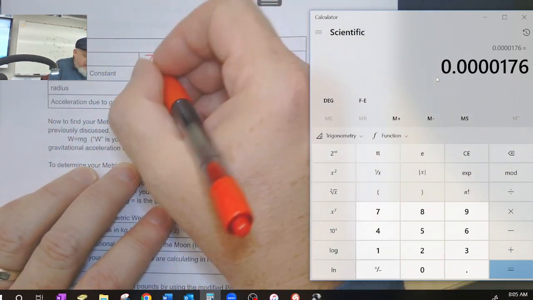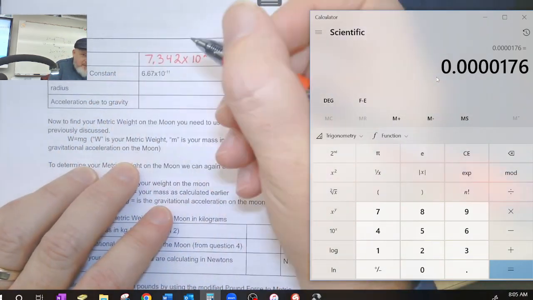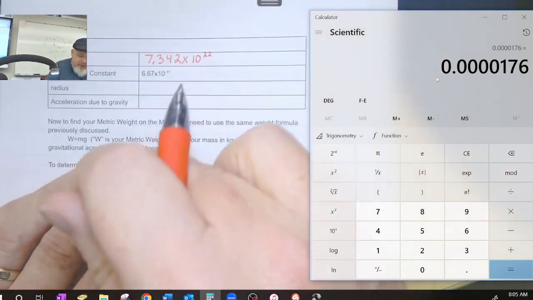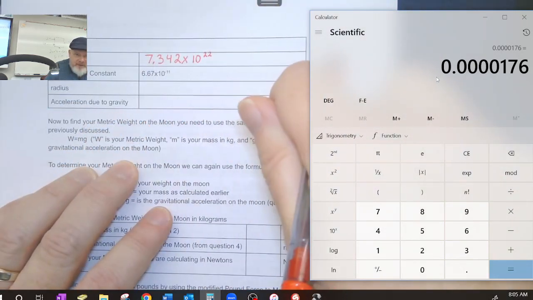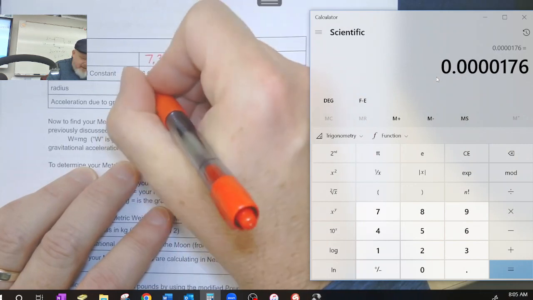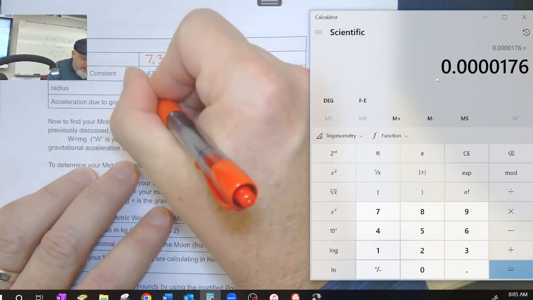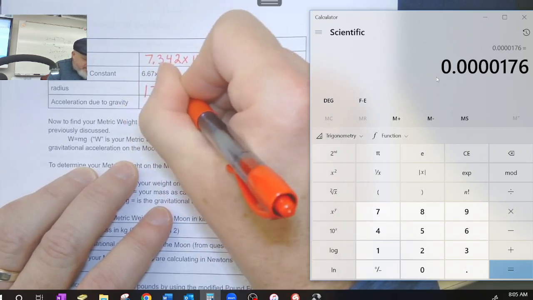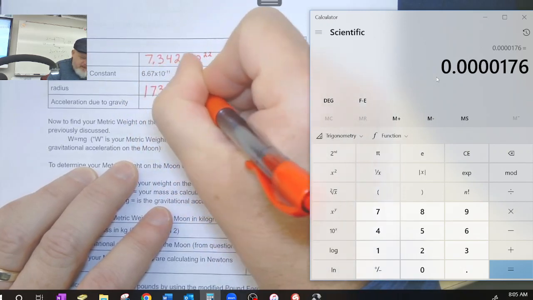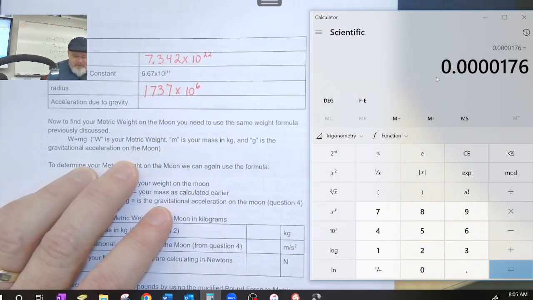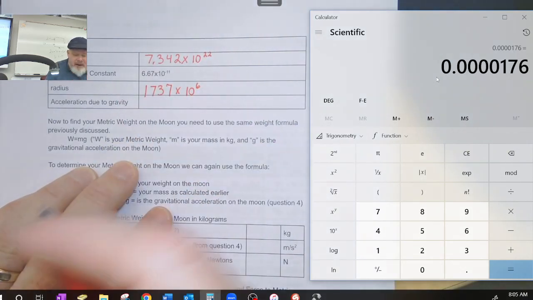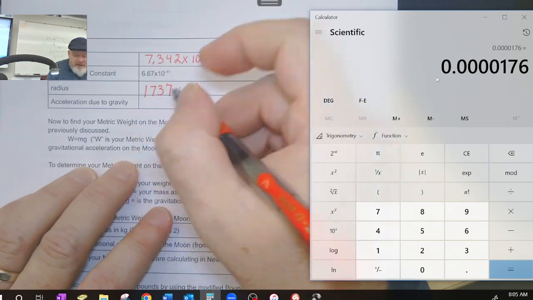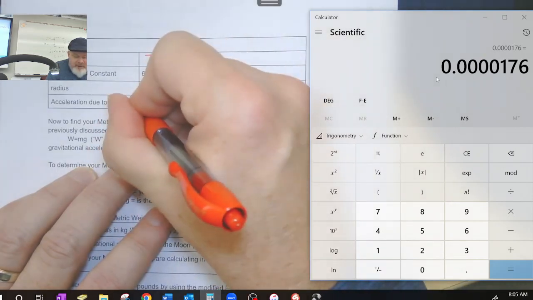So in the case of the moon's radius, which is from the center of the moon to the surface of the moon, the radius is 1737 times 10 to the 6th power. I didn't put the decimal point in there. I'm not sure why I didn't do that. So what's the acceleration due to gravity? That's what you're trying to find out.